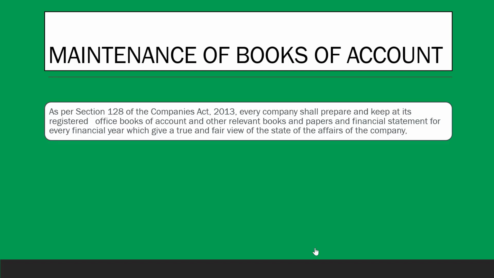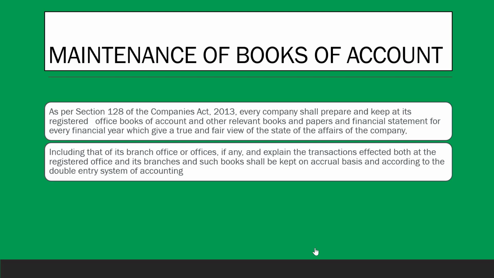Including that of its branch office or offices, if any, and explain the transactions affecting both the registered office and its branches, and such books should be kept on an accrual basis and according to the double entry system of accounts. So all these books of accounts, all the vouchers, papers should be maintained.